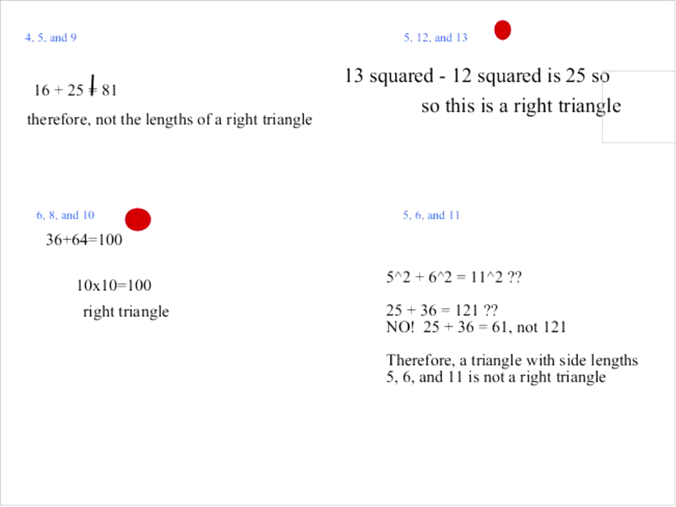So I put some red dots next to the ones that were right triangles. If you didn't get a red dot, that means yours was not a right triangle. There's one thing on SP7, problem number 4. It talks about Pythagorean triples, kind of piggybacking on this whole Pythagorean theorem thing. Pythagorean triples basically means that all three sides of the right triangle are positive integers. So looking at the two triangles that do qualify as right triangles, are any of these Pythagorean triples?